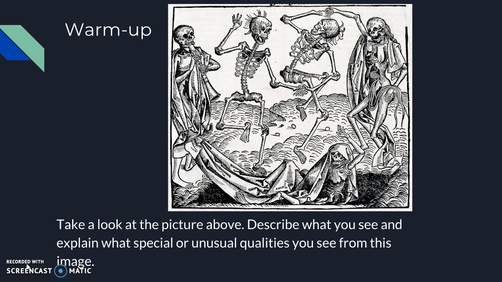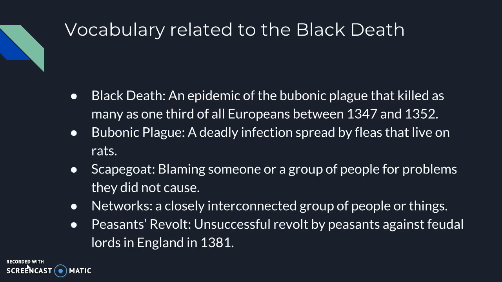Okay. So we're going to go on to the next slide here. I want to go over the vocabulary related to the Black Death. So the first term obviously is the Black Death. What is the Black Death? It was an epidemic of the bubonic plague that killed as many as 1/3 of all Europeans between 1347 and 1352. Next term here, bubonic plague: a deadly infection spread by fleas that live on rats.